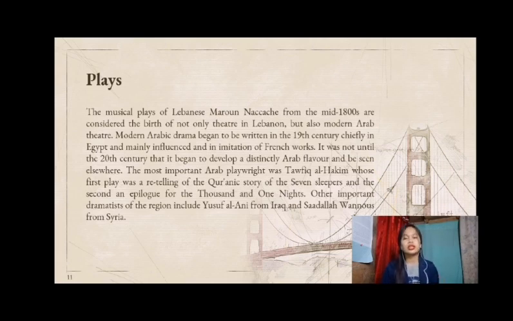The most important Arab playwright was Tawfiq al-Hakim, whose first play was a retelling of the Quranic story of the Seven Sleepers, and the second an epilogue to 1001 Nights. Other important dramatists of the region include Yusuf al-Ani from Iraq and Sa'adallah Wannous from Syria.